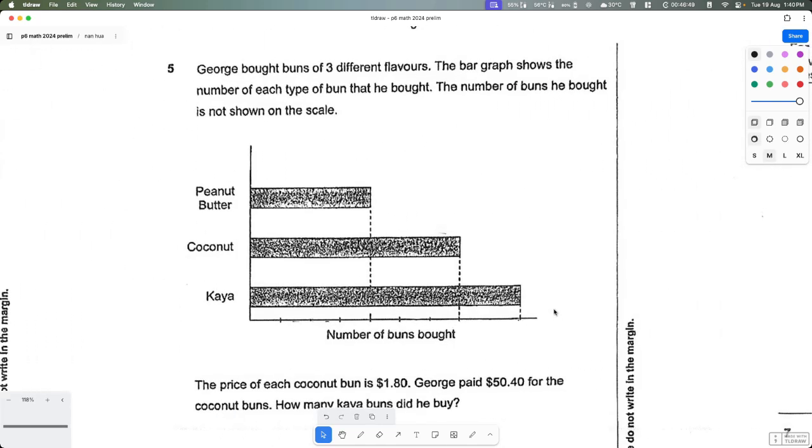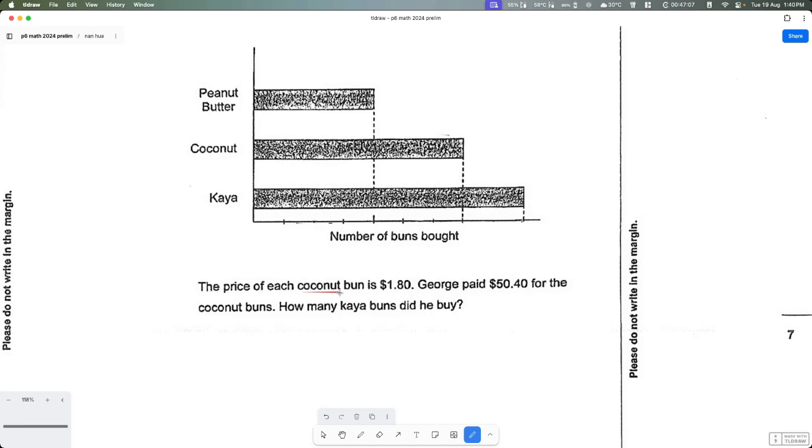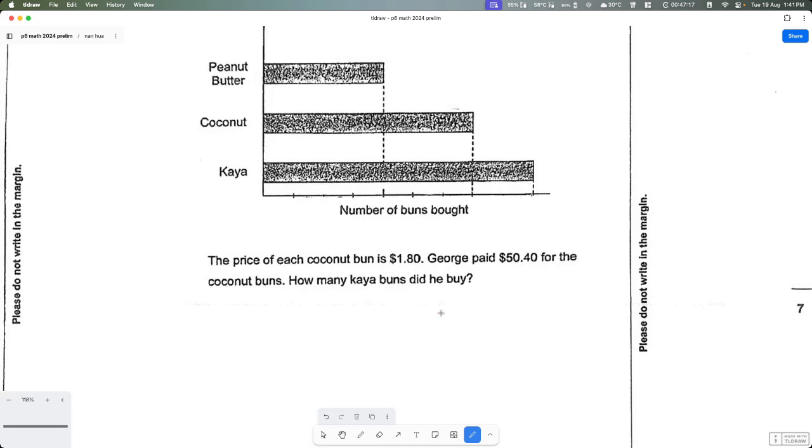Question number 5. George bought buns of 3 different flavors. The bar graph shows the number of each type of bun that he bought. The number of buns he bought is not shown on the scale. So we have peanut butter, coconut, and kaya. The price of each coconut bun is $1.80. George paid $50.40 for the coconut buns. How many kaya buns did he buy? We want to know how many coconut buns he bought, so that we can use this scale to know the number of kaya buns.